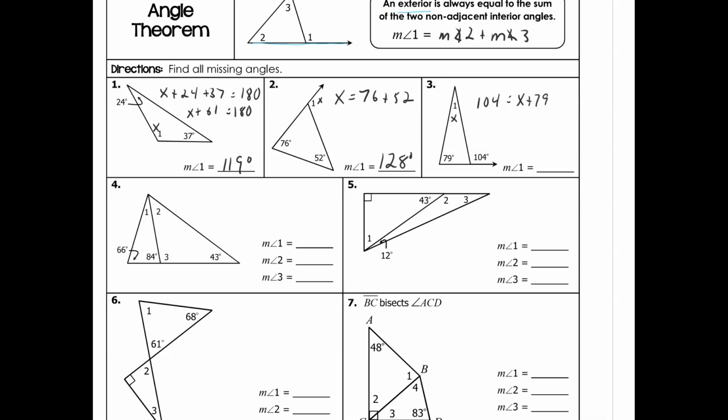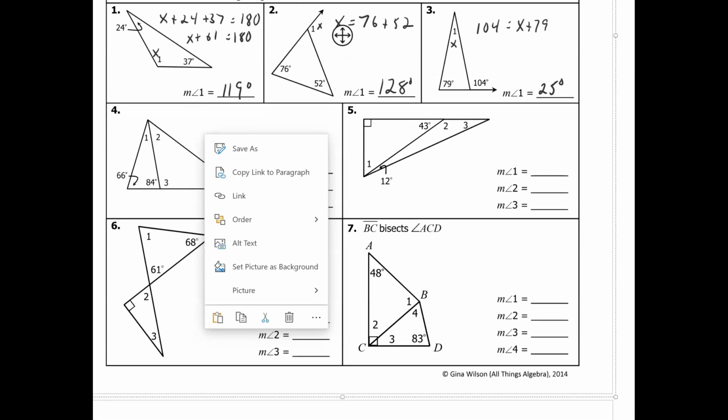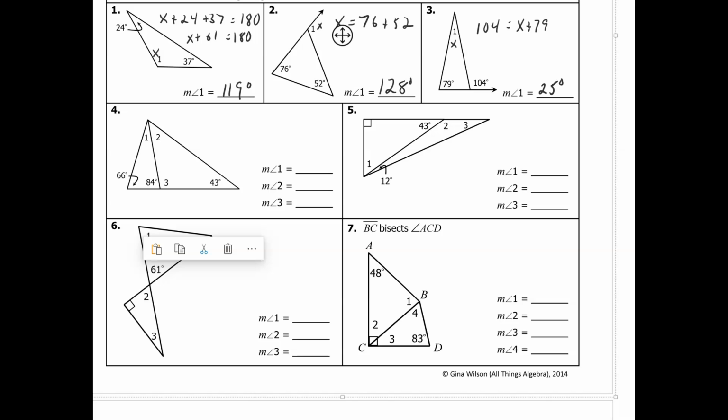Don't feel like doing that one in my head, is 25 degrees. So measure of angle 1 is 25 degrees. All right, let's look at the next one. These get more interesting when you have more figures in the diagram, so let's look at one like that.